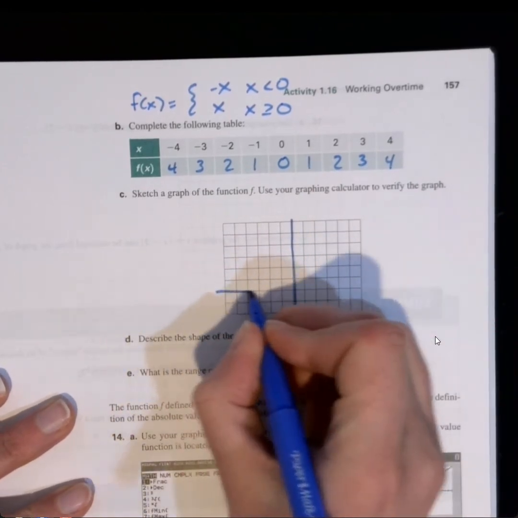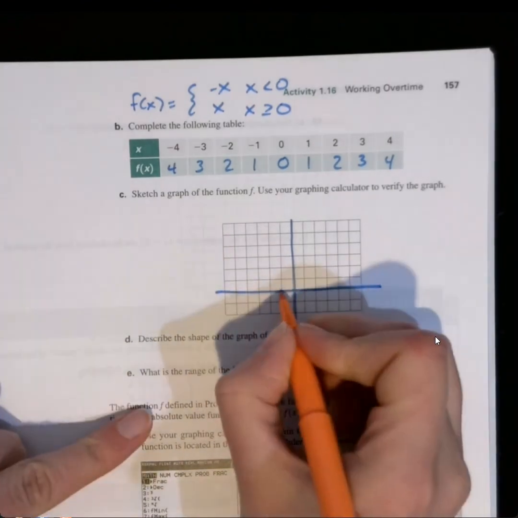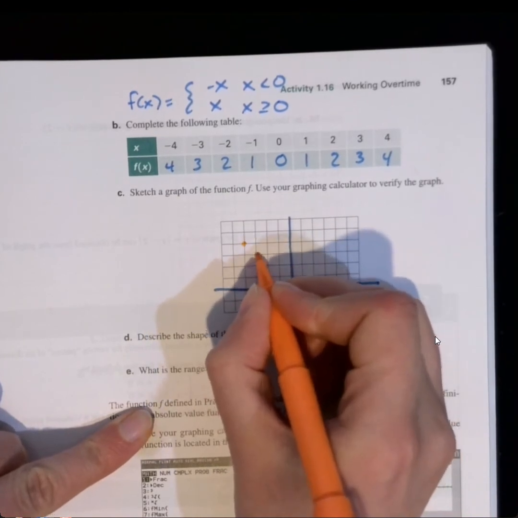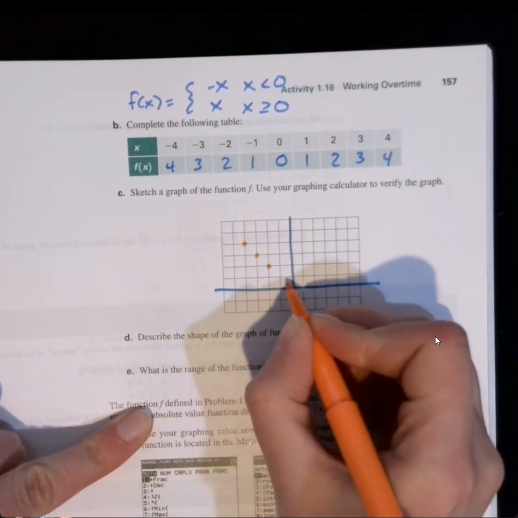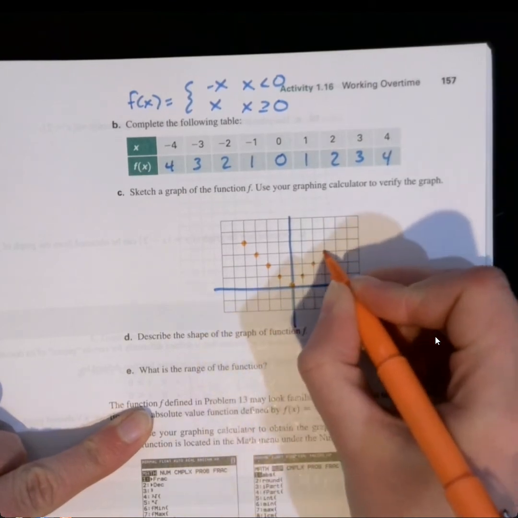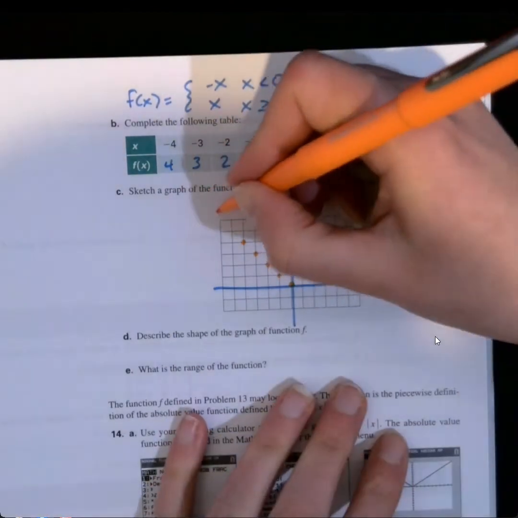Okay, it wants me to just sketch it real fast, so I'm going to put in some axes right here and then sketch my ordered pairs. So negative 4, 4, negative 3, 3, negative 2, 2, negative 1, 1, 0, 0, 1, 1, 2, 2, 3, 3, 4, 4. Now, you could have plugged in decimal values to this function. You could have plugged in other values to this function.